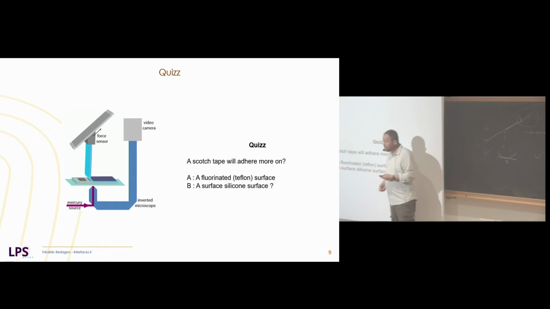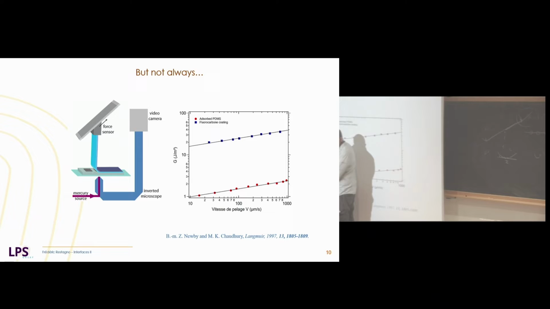So here is the peeling force divided by the width, so the adhesion energy, with respect to the peeling velocity for the two coatings. Here is the fluorinated coating, and here is the silicone coating. Well, it's more than one order of magnitude difference. So first idea, it's a good idea. It's really a good idea to keep thinking about measuring contact energies in order to know if a surface will adhere or not. I am not telling you that it's not of importance. It's a good first try, but it does not always work.